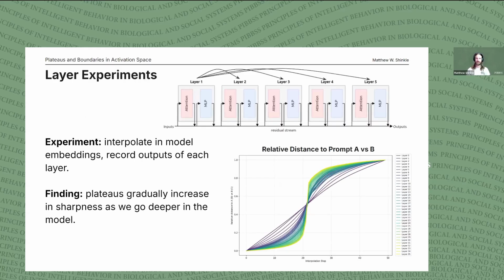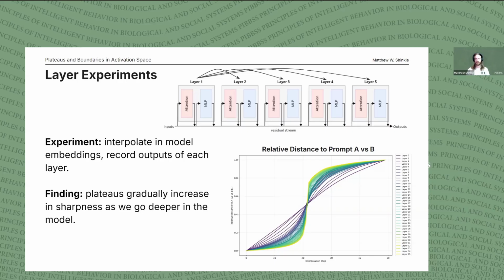To start, I wanted to narrow down where in models plateau behavior emerges from. Transformer-based LLMs are composed of a number of sequential layers, and I wanted to see which of these layers are responsible for the plateaus. So to do this, I took the GPT-2 large model, which is composed of 36 layers, and first replicated the original Plateau experiment. So take two prompts that are identical except for the last token, interpolate between them, patch these interpolated embeddings into the model, and record the model outputs.